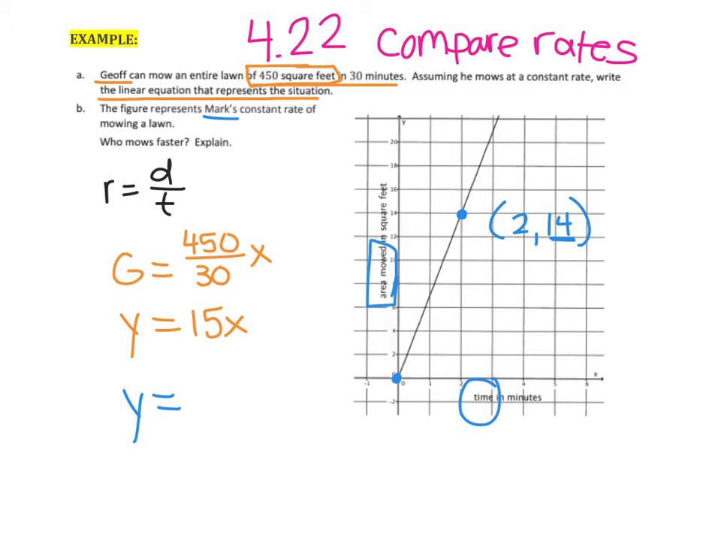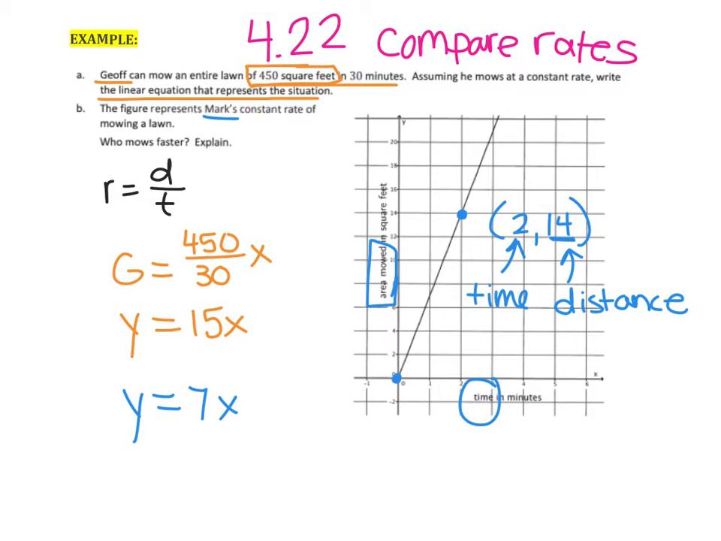So if I were to think about his distance, that's 14. That's his area mowed. And his time is 2 minutes. So for Mark, to get his rate, his distance over time, we'll do 14 over 2. Well, 14 divided by 2 is actually 7. So now we have our two equations.